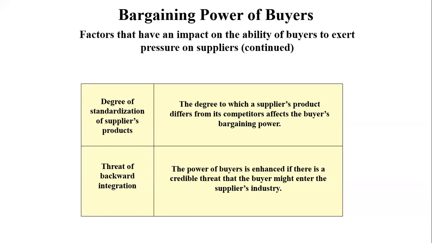Then also you can think about threats of backward integration, which is the opposite of forward integration. Now, the power of buyers is enhanced if there is a credible threat that the buyer might enter the supplier industry. So here we are thinking about a scenario where the buyer at a point in time may metamorphose to become a supplier. If this is the situation, then we can see that the buyer has a lot of power, or they command a lot of power.